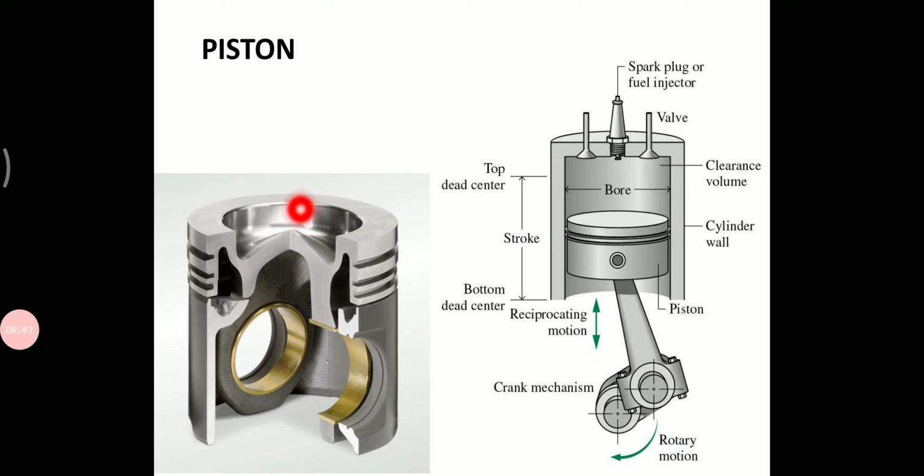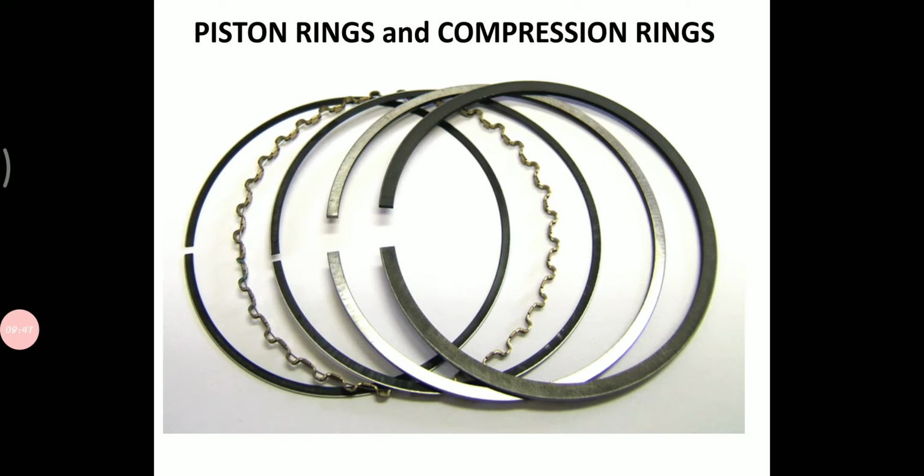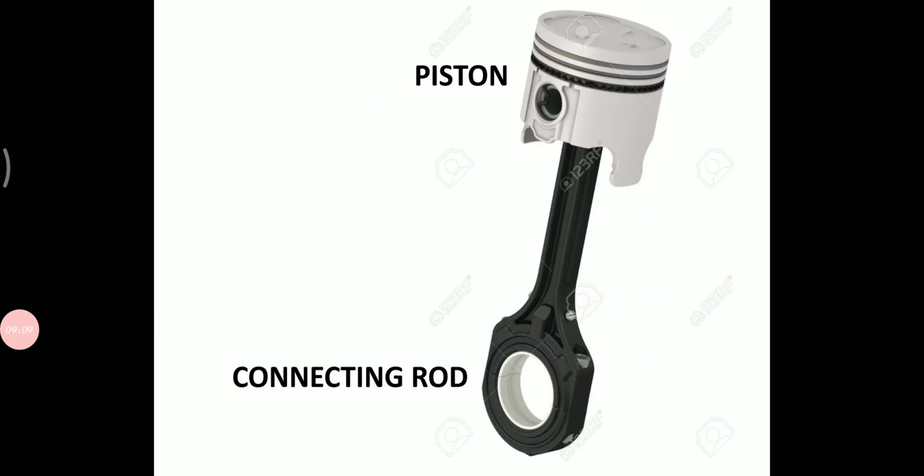This is the piston, an actual picture of the piston. Next one is piston rings. Piston rings are used just above the piston. The main purpose of these is to avoid any air gaps. A small amount of fuel leakage causes a huge loss in an IC engine. So that is why these piston rings are used. It's just like a washer. This is the piston, which is connected with the connecting rod.